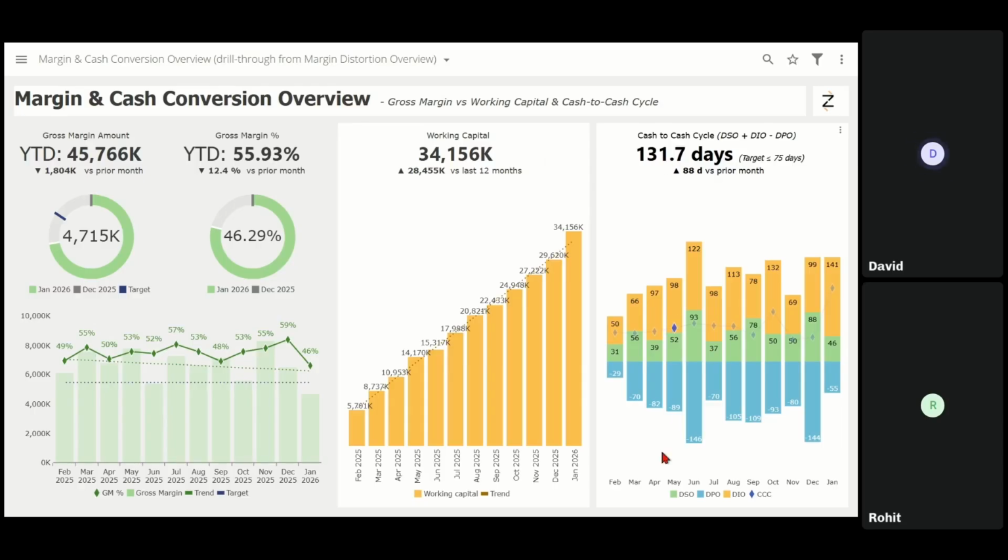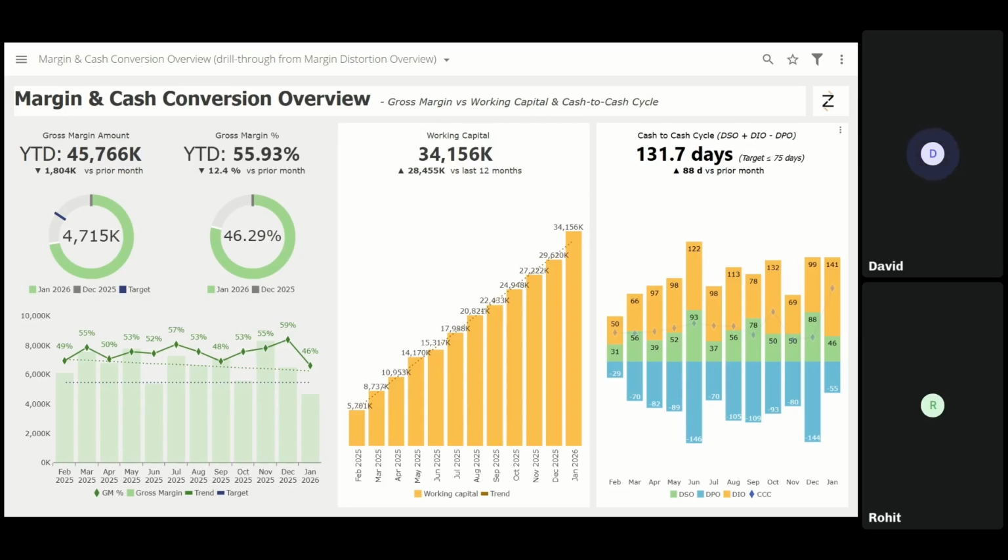So in the following chart below, we can see the days sales outstanding, the days payable outstanding, and the days inventory. We can see from this chart that the biggest contribution might be the inventory. It seems like the DPO and the DSO are quite the same. So it can be that the problem sits more within the inventory, right?